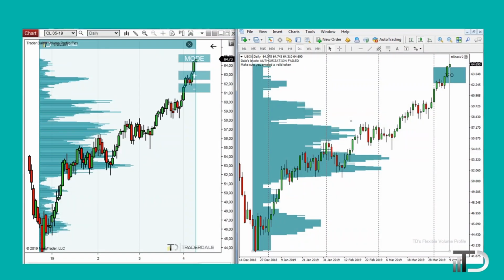Let me now show you one more picture. This is a comparison of a volume profile and the TPO profile. So on the left, this is the volume profile. The right picture is MetaTrader using the TPO profile, the TPO calculation. In both cases, I used daily charts, and the instrument is also the same. It's crude oil. So the charts are the same, but the histogram looks different.